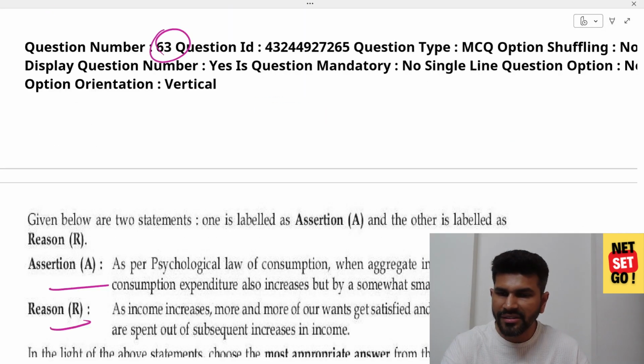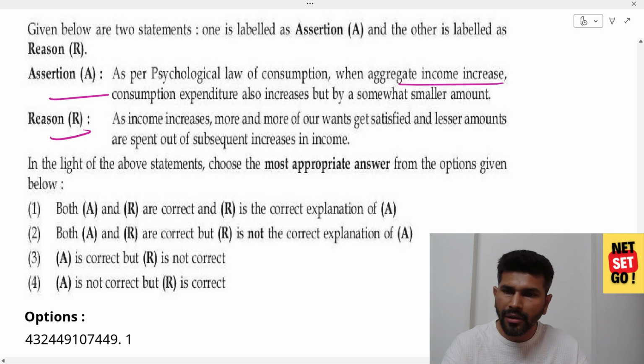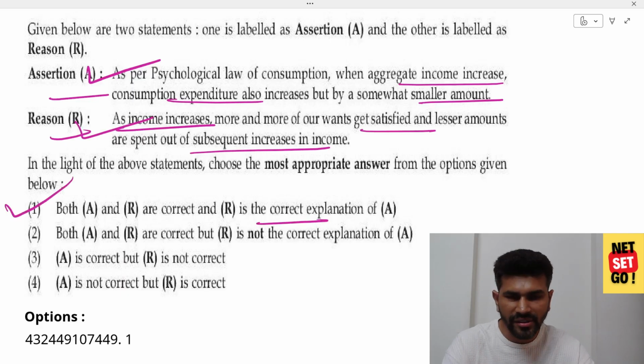Next, assertion reason. As per psychological law of consumption, when aggregate income increases, the consumption expenditure also increases, but by a somewhat smaller amount, correct? As income increases, more and more of our wants get satisfied and lesser amount we spend out of subsequent increase in income, correct? Both are correct. R is also correct explanation. So option 1 is correct answer.